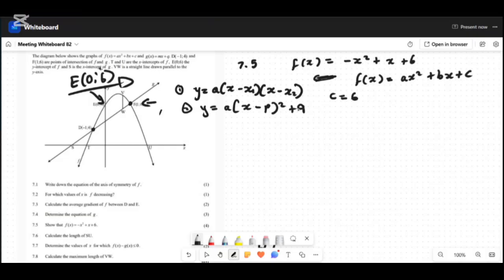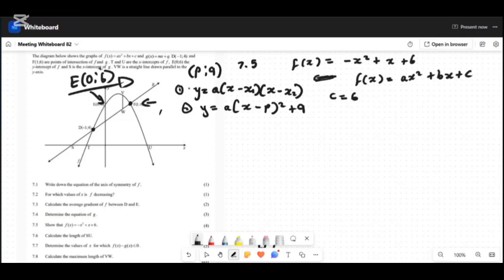Then I gave you two statements. I said you use the second formula when you are given a turning point and an extra point. P and Q are the values of x and y at the turning point respectively. So at the turning point, you have P and Q. Then I said you use the first formula when you are given the x-intercepts and one extra point.